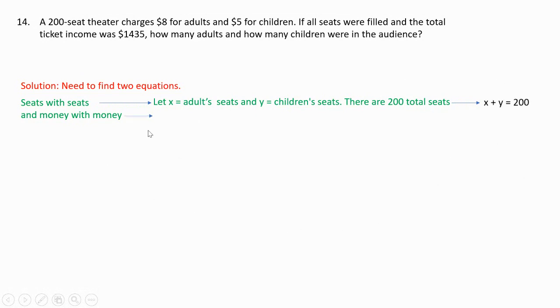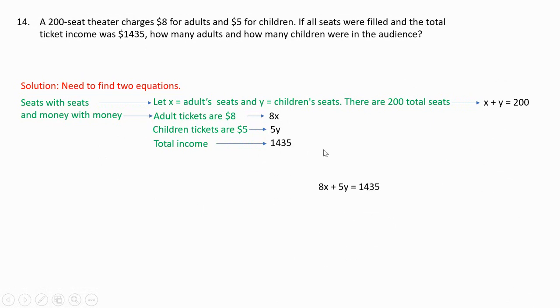Now for the second equation, right? Since the adult tickets cost $8 and x represents adult tickets, this is going to give us 8x. In a similar manner, the children's tickets were worth $5, and since y represents children's seats, that's going to give us 5y. And what was the total ticket income? It was 1,435. So this will give us a second equation. It's going to give us 8x plus 5y equals 1,435.